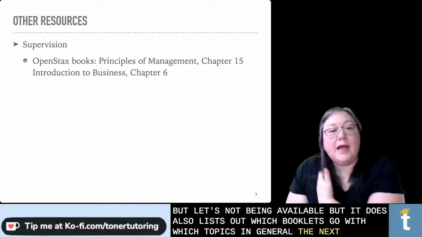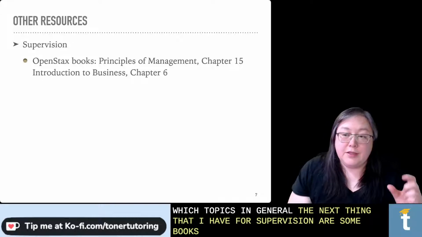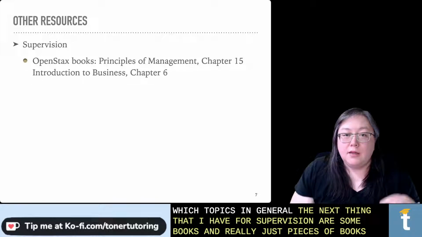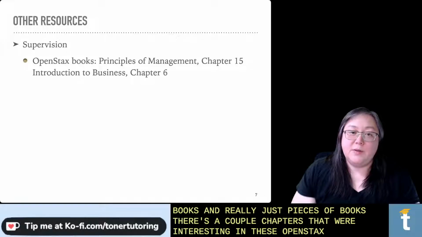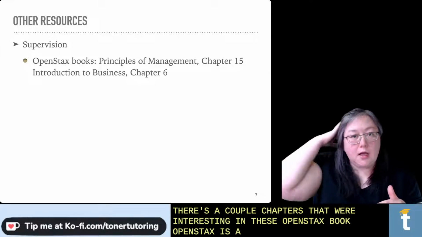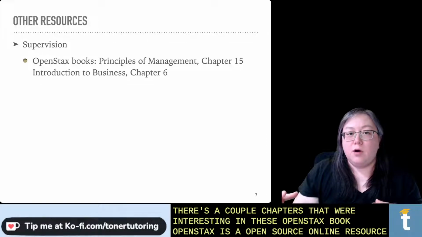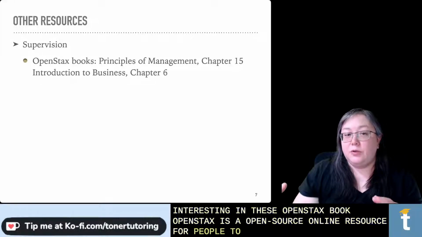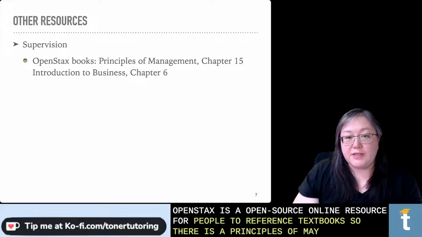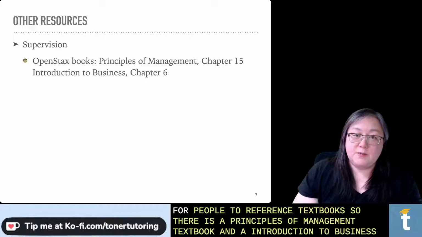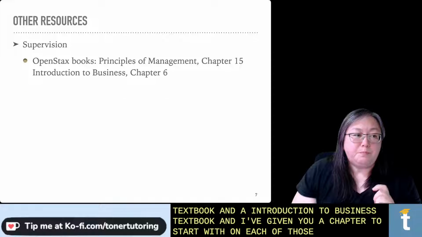The next thing that I have for supervision are some books, and really just pieces of books. There's a couple chapters that were interesting in these OpenStax books. OpenStax is an open source online resource for people to reference textbooks. So there's a Principles of Management textbook and an Introduction to Business textbook. And I've given you a chapter to start with on each of those.